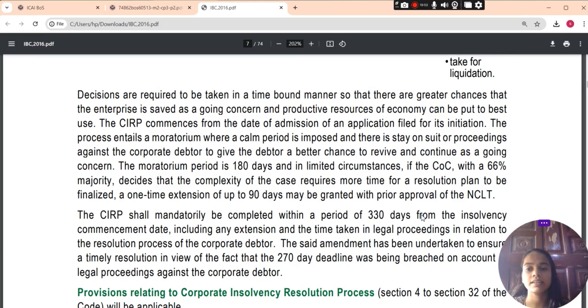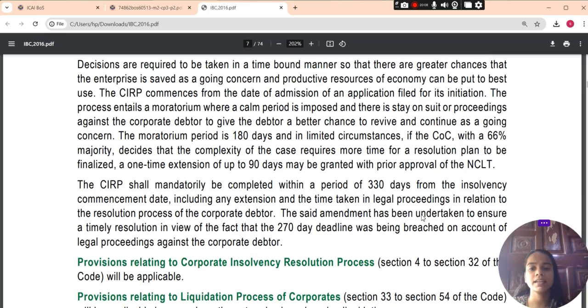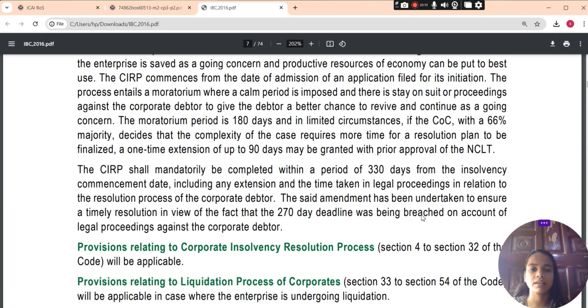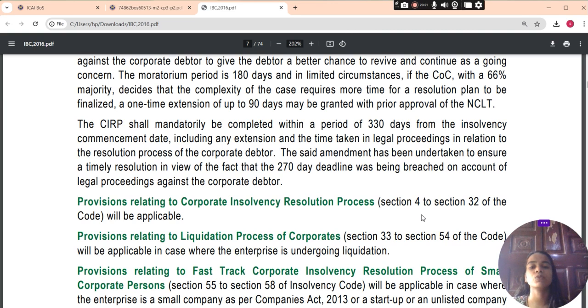The process entails a moratorium, where a calm period is imposed and there is a stay on suits or proceedings against the corporate debtor, to give the debtor a better chance to revive and continue as a going concern. The moratorium period here is 180 days, and in limited circumstances, if the COC with a 66% majority decides that the complexity of the case requires more time for a resolution plan to be finalized, a one-time extension of up to 90 days may be granted with prior approval of the NCLT.